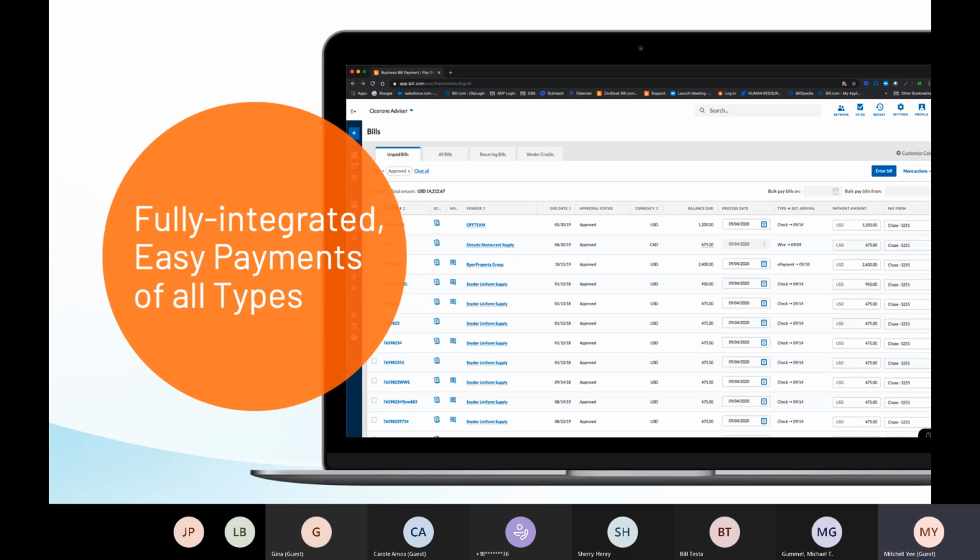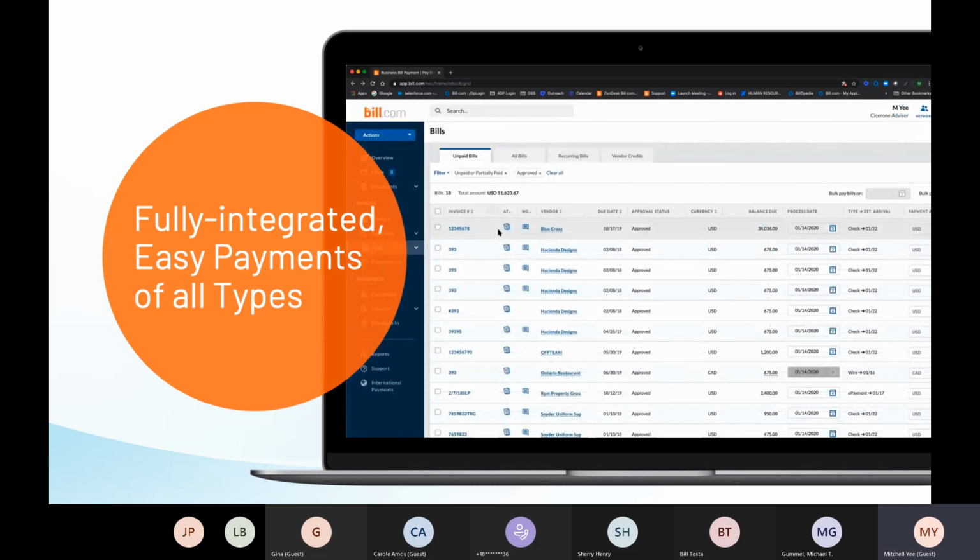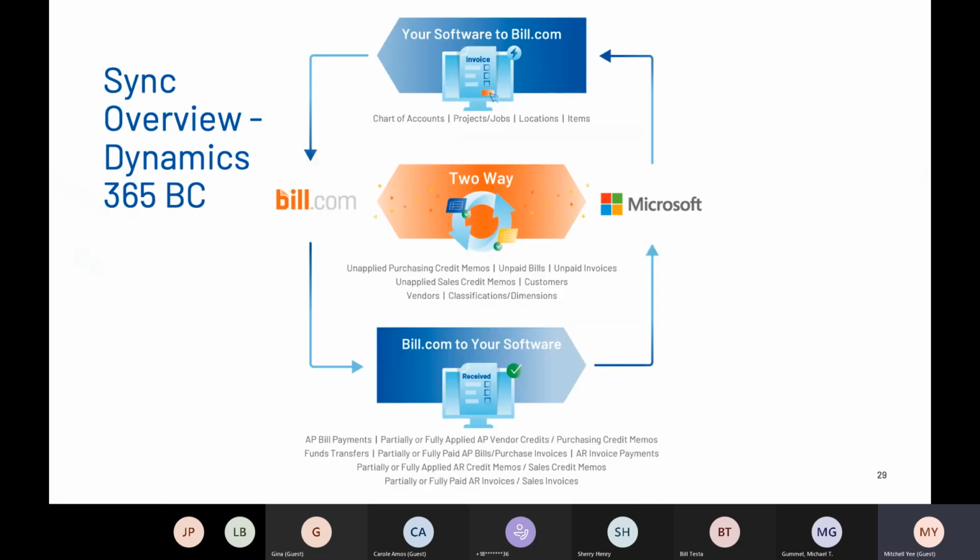When we look at some of the syncing here as well, here's a little sneak peek into the process. This is a sync overview for Dynamics 365 Business Central, and everything on the outer edges of the arrows will be a full sync loop through the system. And with a two-way integrated sync, we have everything from chart of accounts, project jobs, locations, items, and many other dimensions that will sync back and forth.